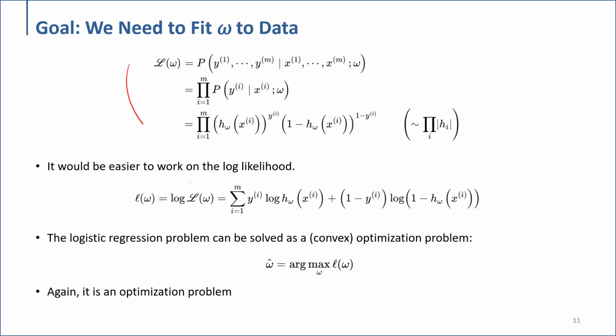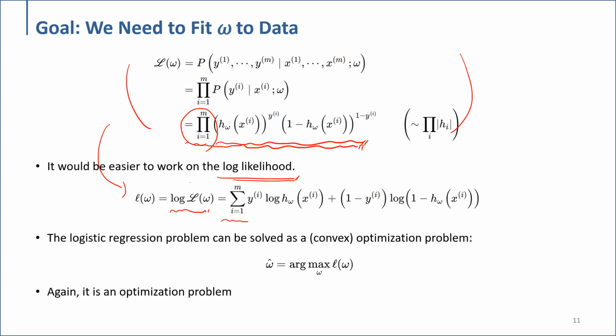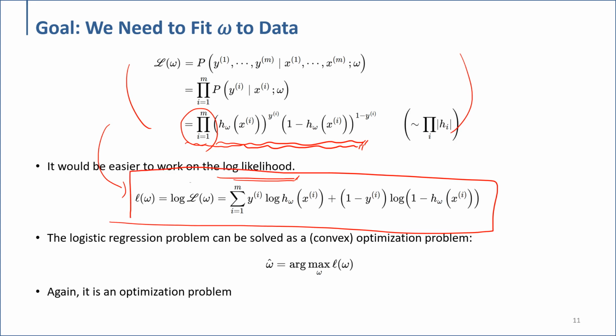And from this likelihood, it will be easier to work with the log likelihood, because in this formula many multiplications are included. If you change this to a log function, the log likelihood, these multiplications can be changed to summation, right? So for convenience, let's use log likelihood instead of likelihood. And so the final form of this would be our objective function.